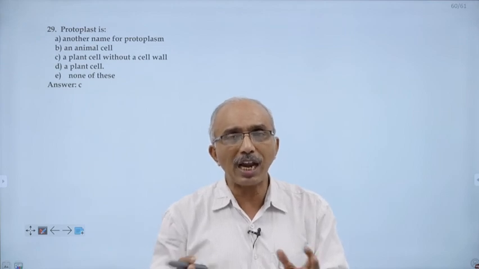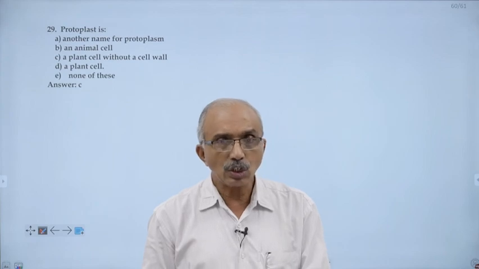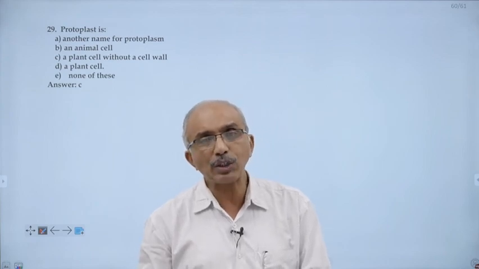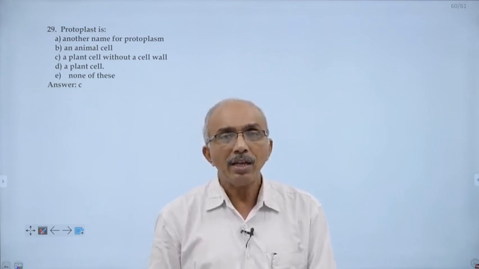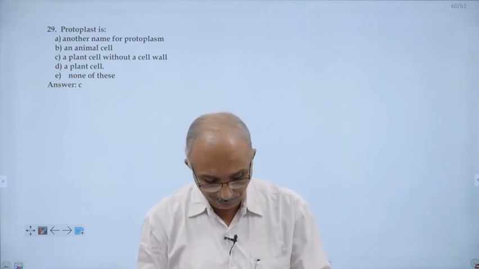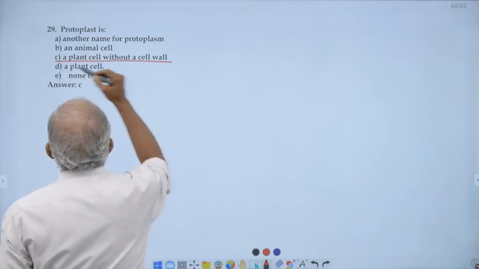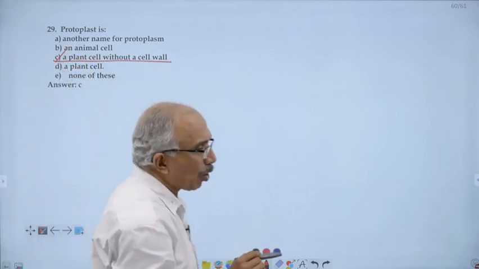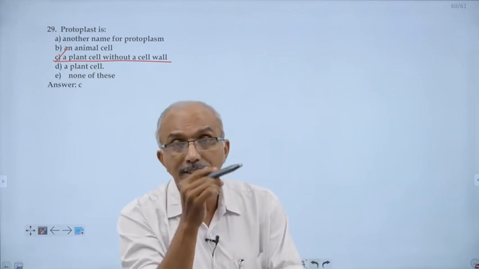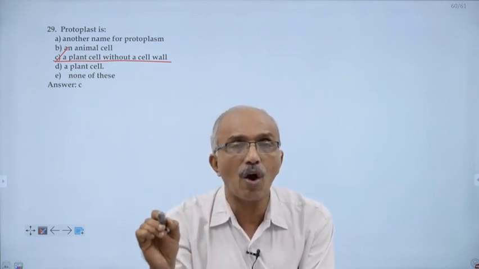Protoplast is the total living content. So what should be removed? Cell wall should be removed. Why? Cell wall is a non-living one. So a plant cell without cell wall is protoplast. Protoplast is the total living content of the cell.